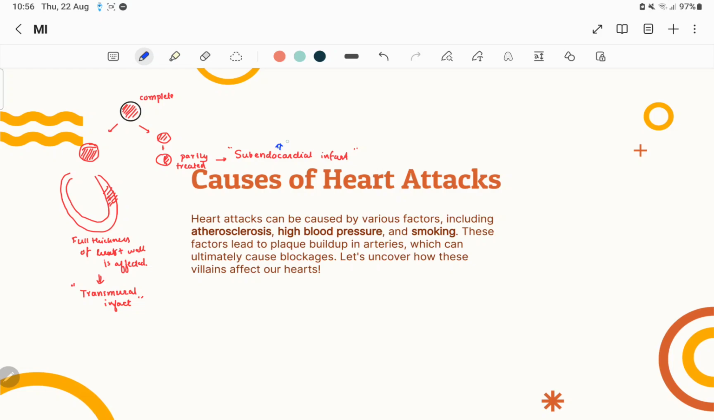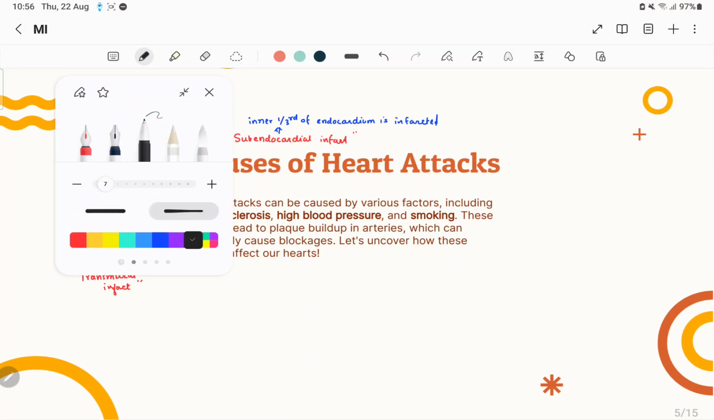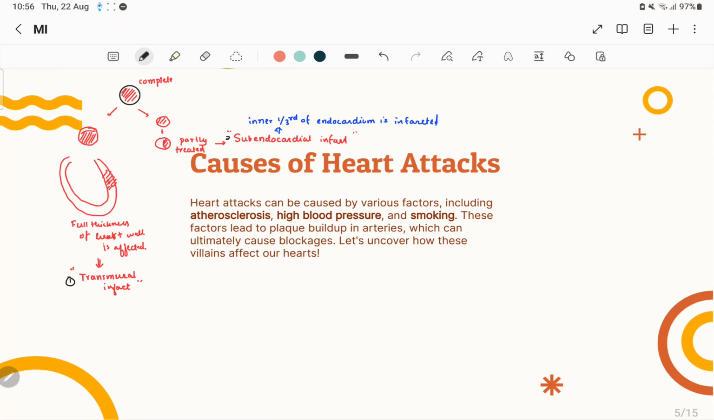In this, the inner 1/3 of endocardium is infarcted. Understood? Or we can have multifocal infarct, in which multiple intramural arteries are infarcted, right? Or we can have another type of infarct. So this is the first type, transmural. This is the second type, subendocardial. Or we can have the third type, that is the multifocal infarcts.